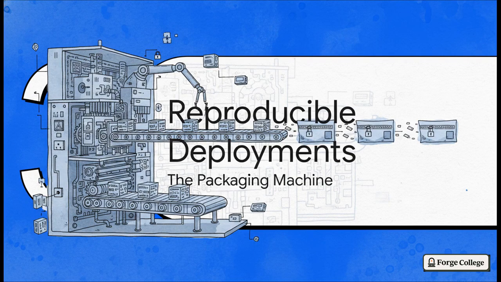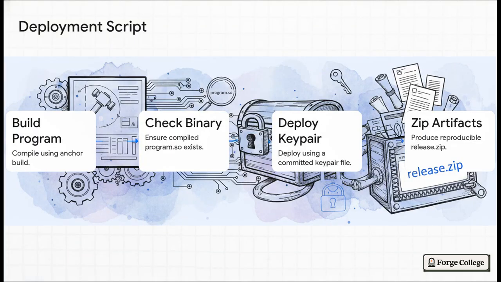On to Section 3, Scripting Reproducible Deployments, the packaging machine. We achieve this reproducibility by writing a deterministic deployment bash script. It acts kind of like a mechanical sequencer. Step 1, it builds the program. Step 2, it mechanically checks that the compiled binary actually exists. Step 3, it uses a specific committed keypair to deploy the program. This is what locks in your program ID, so it doesn't just randomly change every single time. And finally, Step 4, it zips all these results up into a neat release file.